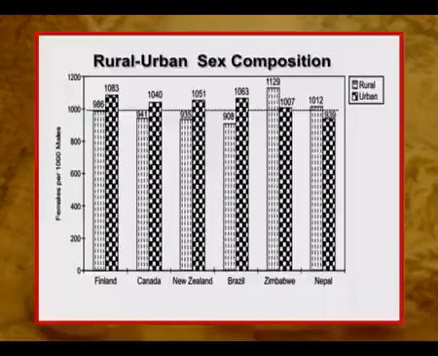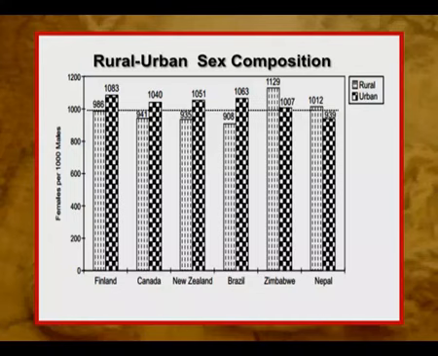North America is the most urbanized continent. The world's urban population is currently growing by over 60 million people every year. Almost half of the population lives in cities. The following graph shows rural-urban sex composition of selected countries.